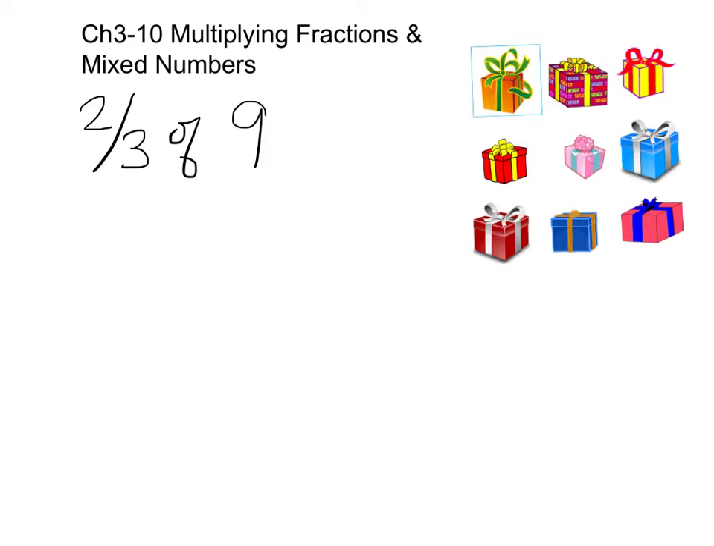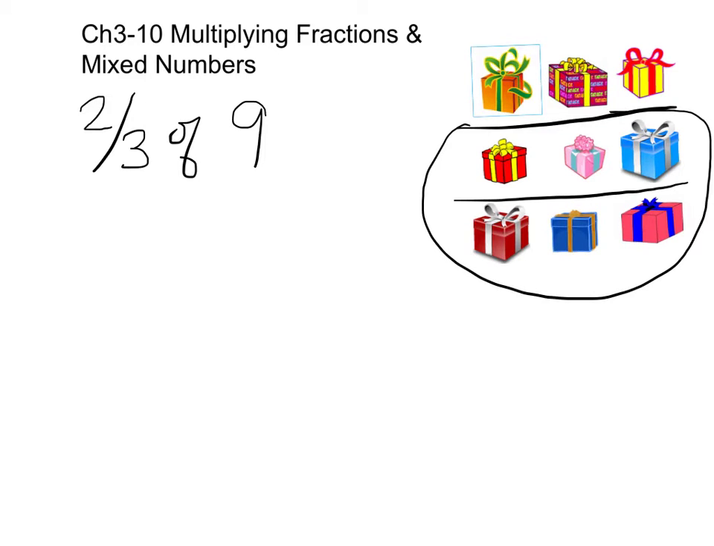So we're going to take our total of 9 presents, our whole amount, and we're going to divide it into 3 equal parts, thirds, and I'm going to give you 2 of those 3 parts, 2/3. Well, that means I would be giving you 6 presents. Well, I'm not going to give you any presents, but let's look at the mathematics behind this problem.